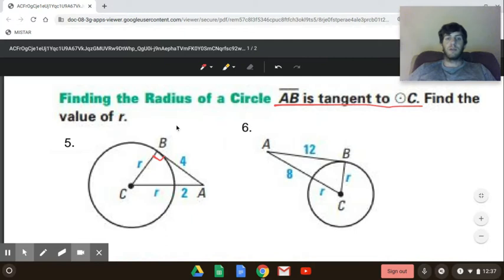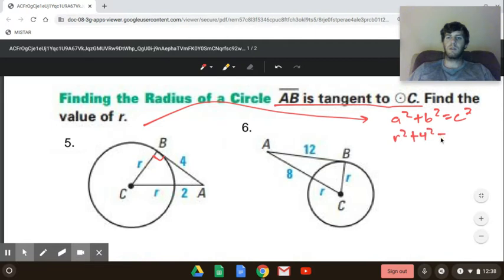So we're going to do, again, a squared, I'll do it over here. Again, this is number 5. a squared plus b squared equals c squared. So a and b are the two legs, so that's going to be r and 4. So we're going to have r squared plus 4 squared equals c squared. So your hypotenuse is r plus 2. So r plus 2 squared.